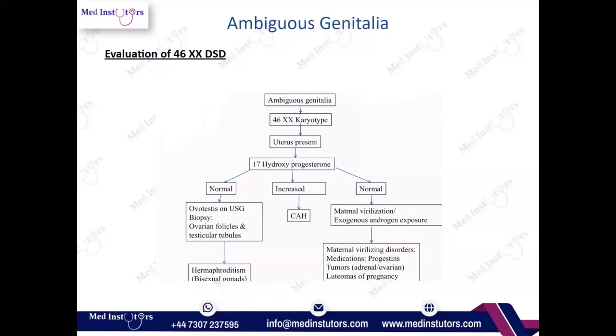You will check the karyotype for sure. If that is 46XX, that means she's genotypically female. Then what questions would come to your mind? If she's a female, then she's supposed to have a uterus. If there is no uterus, that means it is something related to Mullerian agenesis.